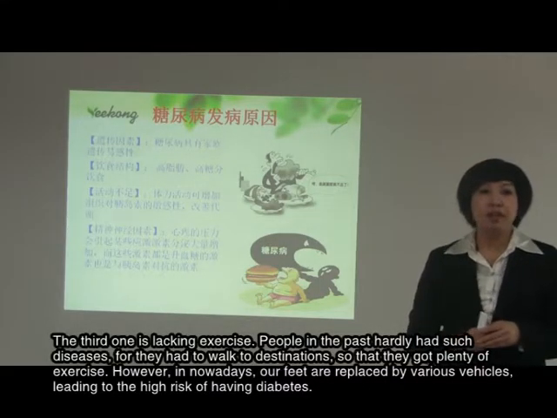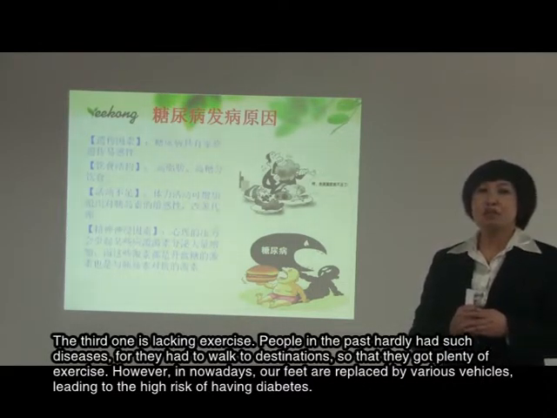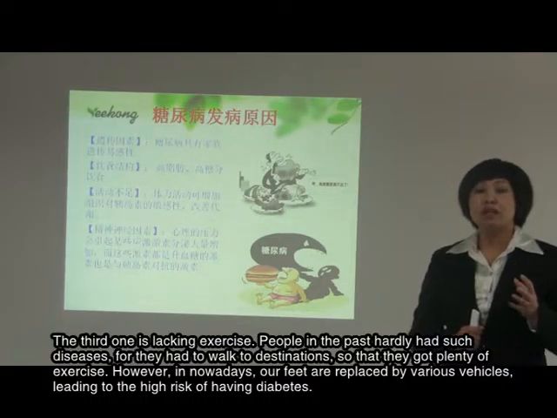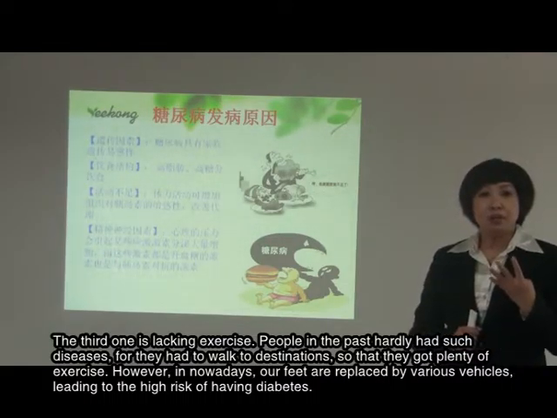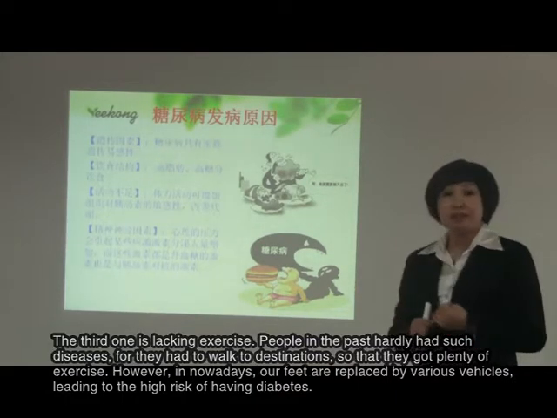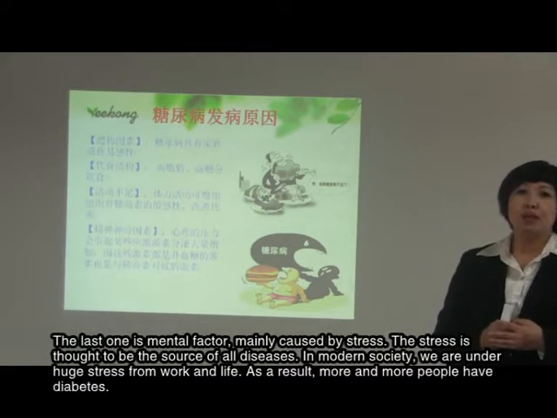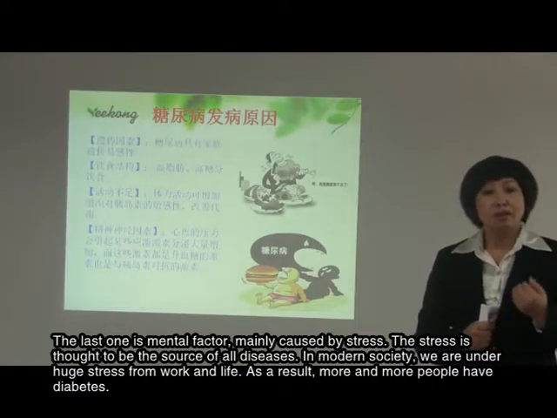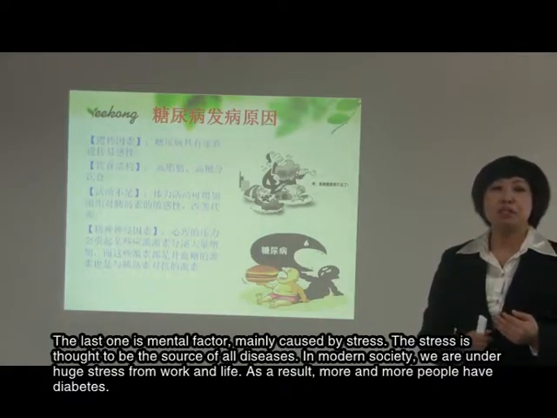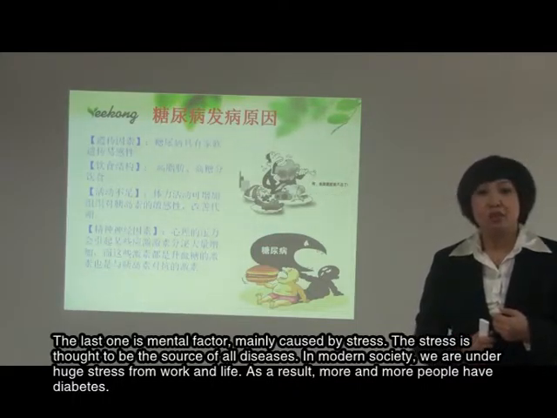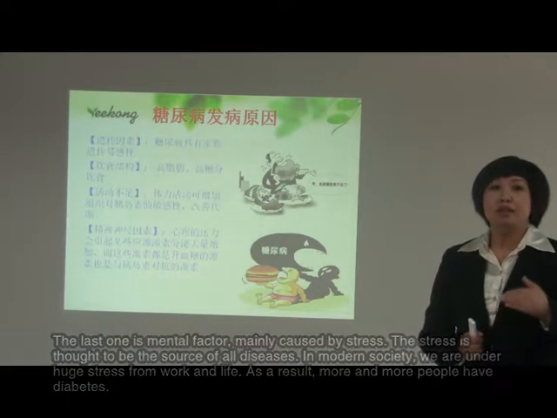The third one is lacking exercise. People in the past hardly had such diseases, for they had to walk to destinations, so that they got plenty of exercise. However, nowadays, our feet are replaced by various vehicles, leading to a high risk of having diabetes. The last one is mental factor, mainly caused by stress. Stress is thought to be the source of all diseases. In modern society, we are under huge stress from work and life. As a result, more and more people have diabetes.